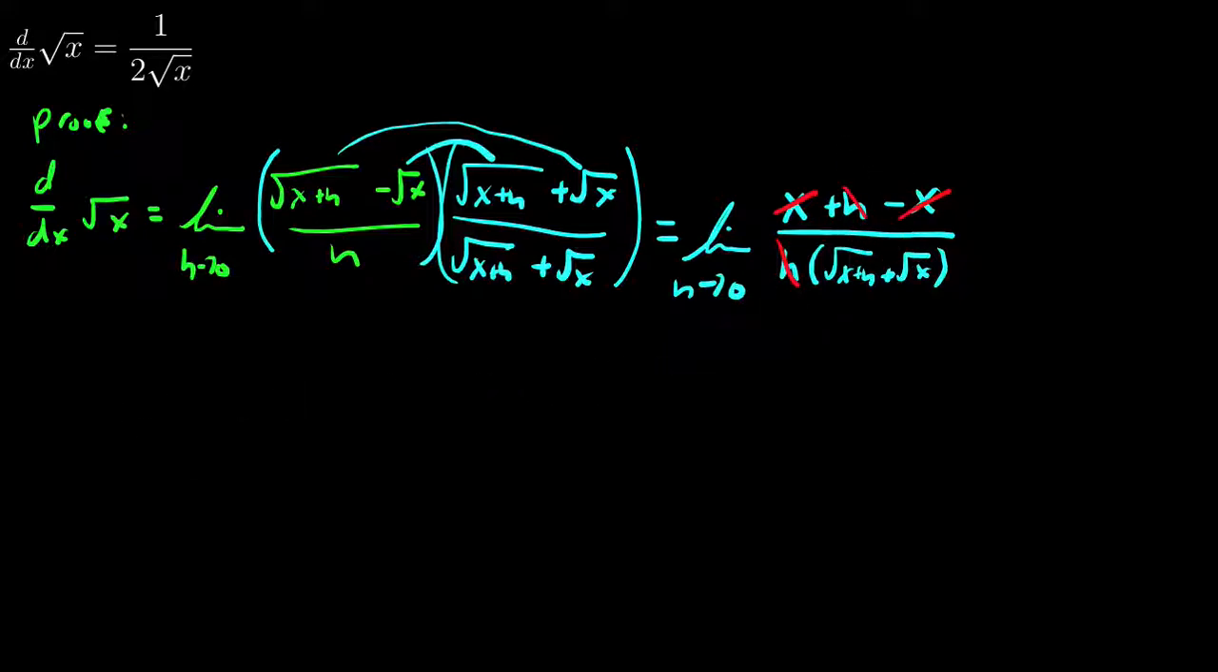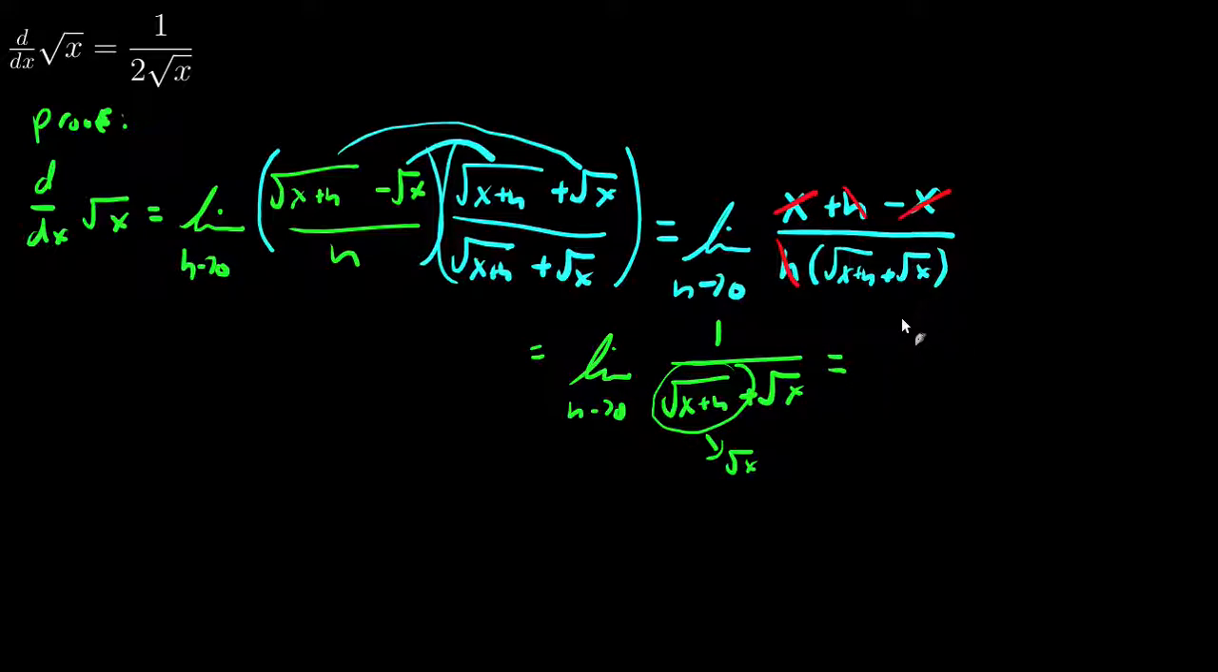So now I'm sitting at the limit as h approaches 0 of 1 over root x plus h plus root x. And as h approaches 0, this term here approaches root x, which means this will be 1 over root x plus root x, or 1 over 2 root x. And so we have it proven, as was to be shown.